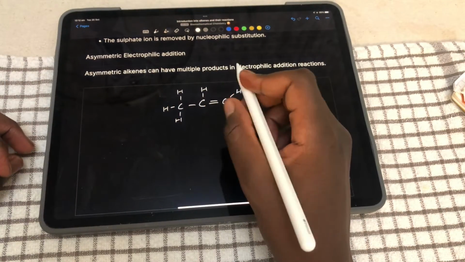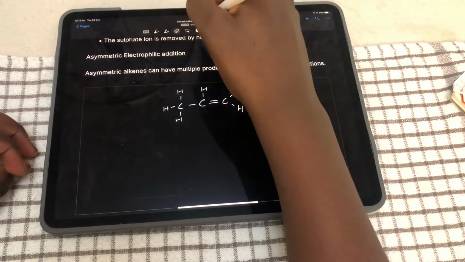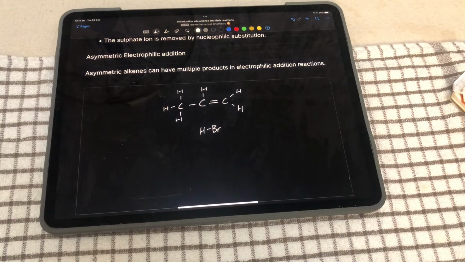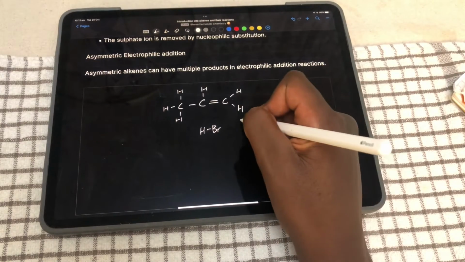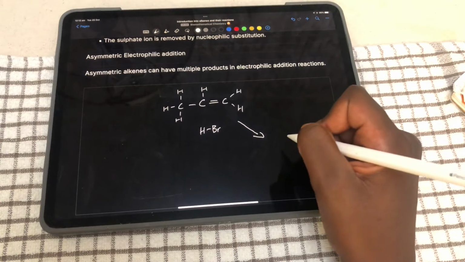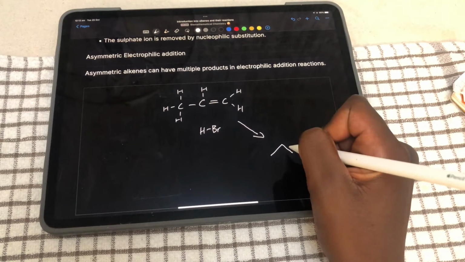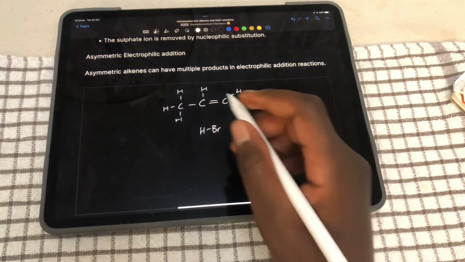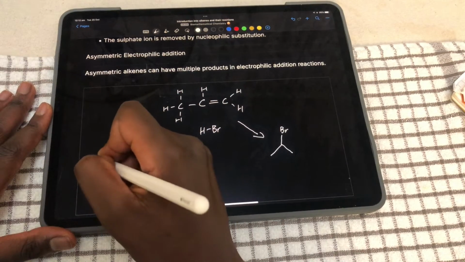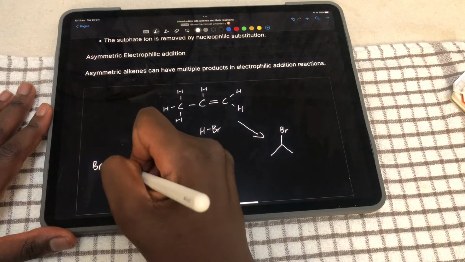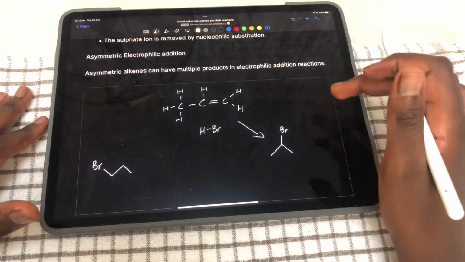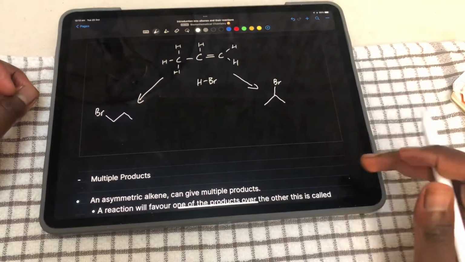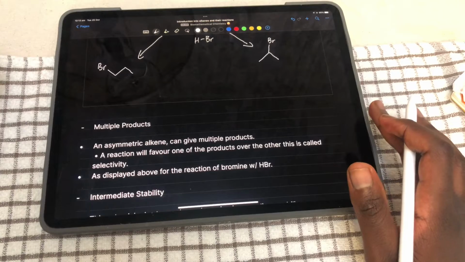If I was to do a reaction with hydrogen bromide, it can go one of two ways, because it can form multiple products. It can either go via this route to form 2-bromopropane, or 1-bromopropane actually. So an asymmetric alkene can give multiple products.